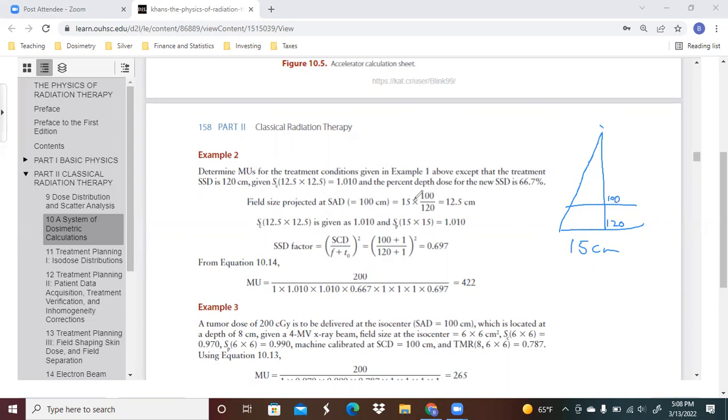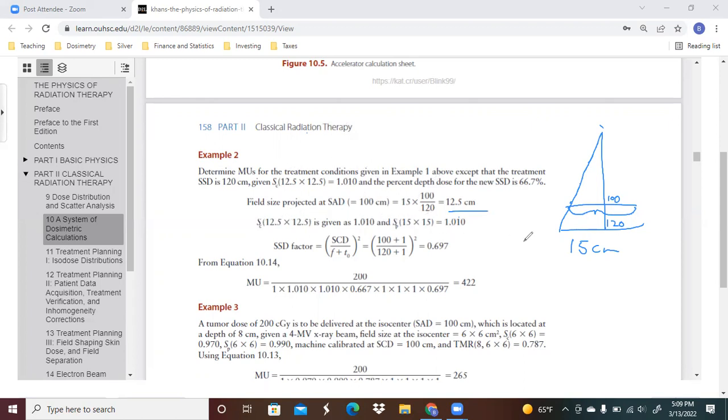Now, as it turns out, we want to know what this length is from here to here. I know this length at 120 is 15. I need to know what that length is at 100. And the way you do that is you take the calibration SSD and divide it by the treatment SSD in this case. When you do that, you end up with the field size projected at SAD of 12.5. So that's why they give you this information, because the collimator scatter factor at 12.5 by 12.5 is this.